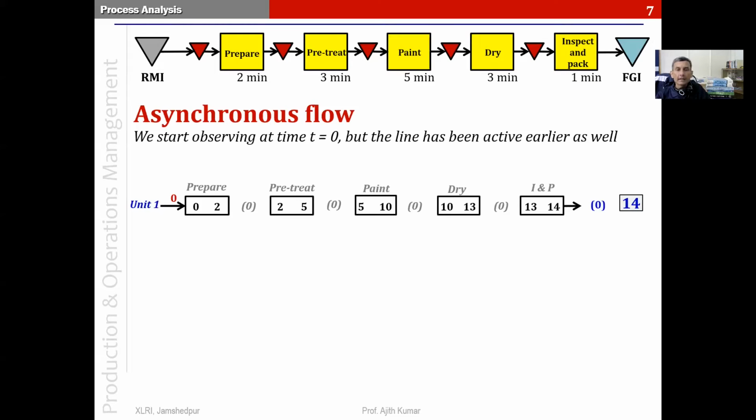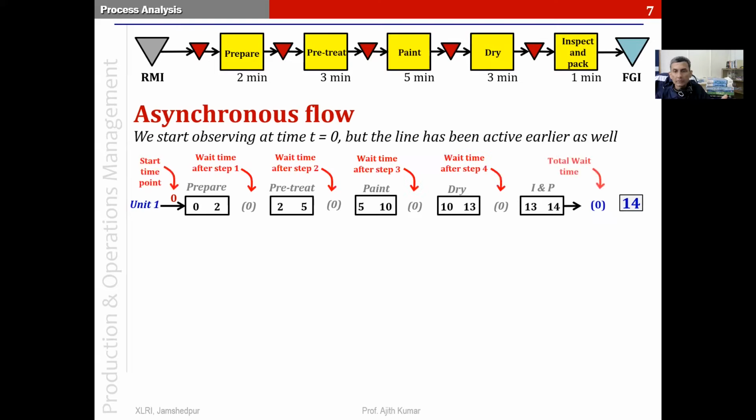Completes the paint step at time t equal to 10. Starts the dry process, completes dry at t equal to 13, and then goes to inspect and pack, where it takes 1 minute to complete and therefore completes the entire process at t equal to 14. So you can see that for unit 1, there was no waiting time between the steps because the different steps were free whenever unit 1 reached them. Now let's look at the wait times. You can see here the wait times are all 0.